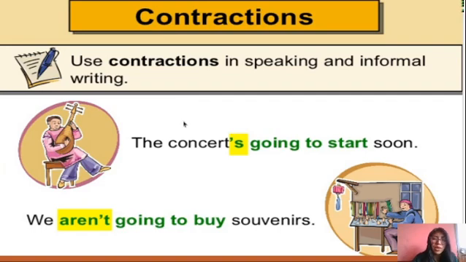For example, the concert, that is an affirmative sentence. The concert's going to start soon. Okay, in this case I am using the contraction with is, or maybe you can use the contraction with the verb to be are. The concerts are going to start soon. Okay, in this case we have a negative sentence. We aren't going to buy souvenirs. That is a contraction in plural. For example, she isn't going to buy souvenirs. Okay, that is the same. You can make contractions in speaking and in informal writing in that way.